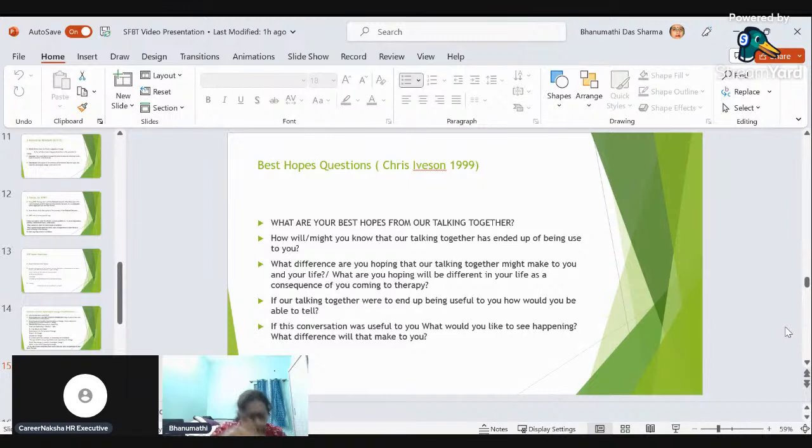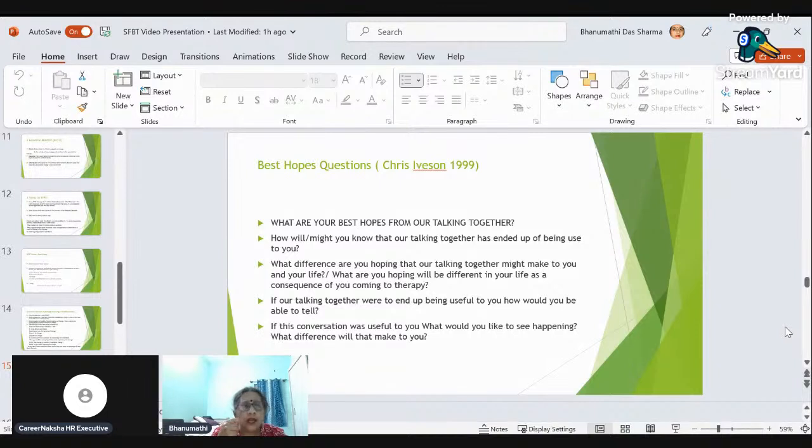Then there are alternate questions which I have written down, which we can ask, or a roundabout way. So if they say, I don't know, we can ask, how will you or how might you know that our talking together has ended up being useful to you? Or we can ask, what difference are you hoping that our talking together might make to you and your life? Or what are you hoping will be different in your life as a consequence of you coming to the therapy?